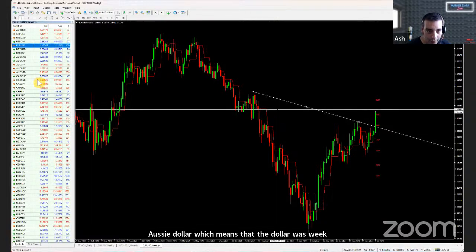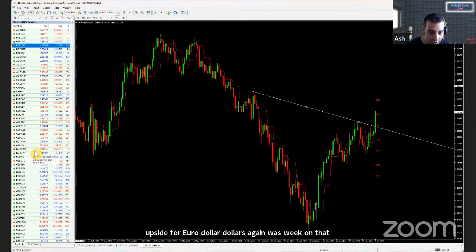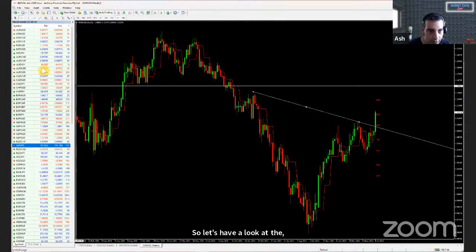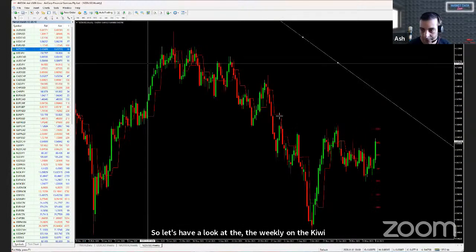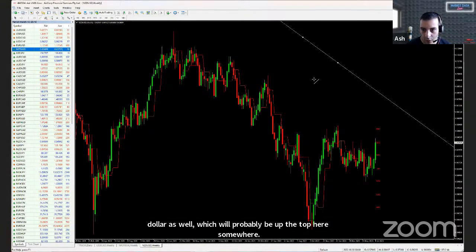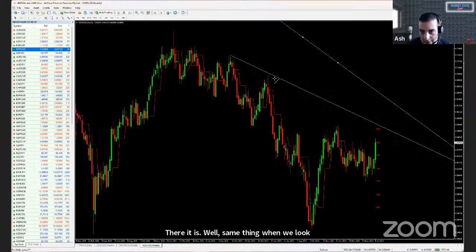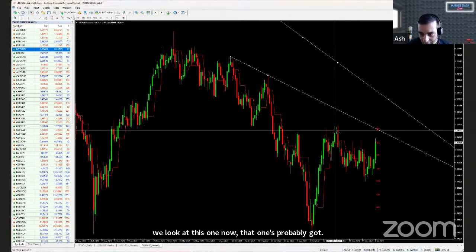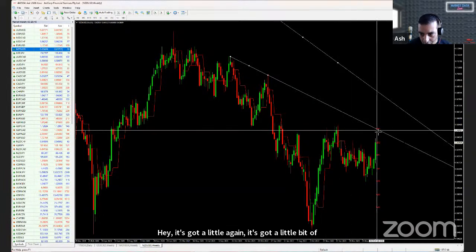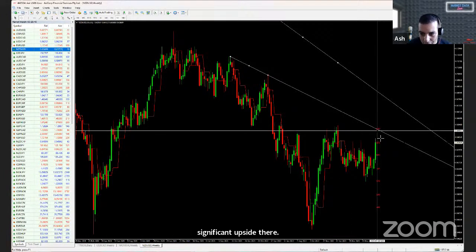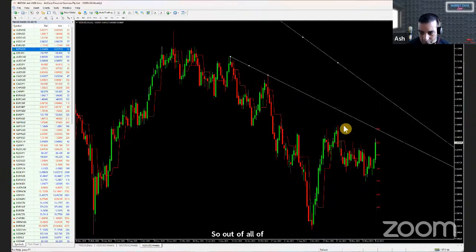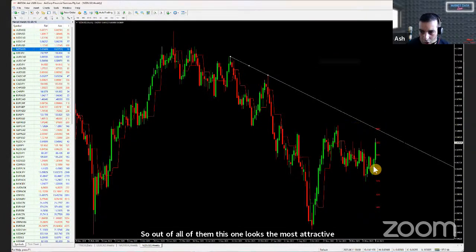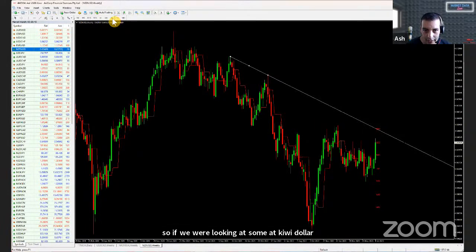Kiwi dollar is the other one that is showing a weekly bias to the upside on the seasonals. So let's have a look at the weekly on the Kiwi dollar as well, which will probably be up the top here somewhere. There it is. Well, same thing. When we look at this one, it's got a little bit of room to travel, and you can see that there's some significant upside there. So out of all of them, this one looks the most attractive.